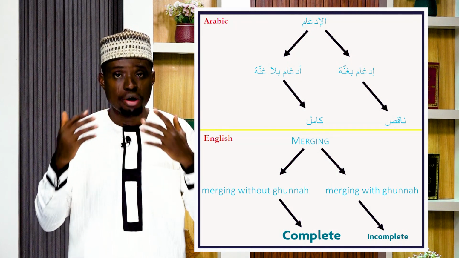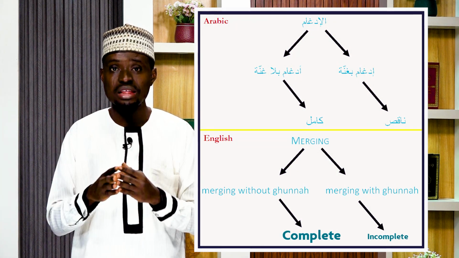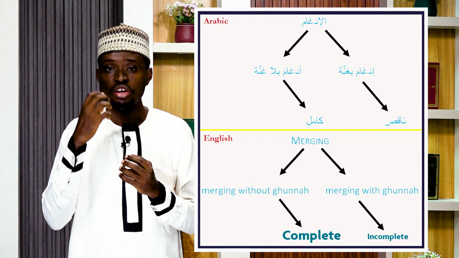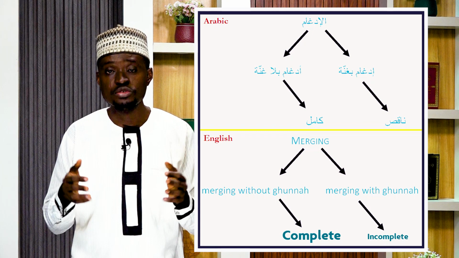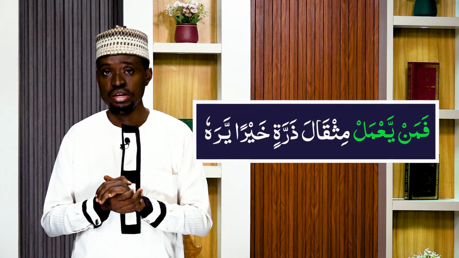So anytime you come across any of these 4 letters immediately after Nun sākinah and Tanween, then you have to observe an incomplete idgham. That is, you insert the Nun sākinah into the letter in such a way that some properties of this Nun sākinah will still be felt. And that property is the ghunna, which is that sound that comes from the nostril. So we gave some examples in our last episode for idgham naqis.